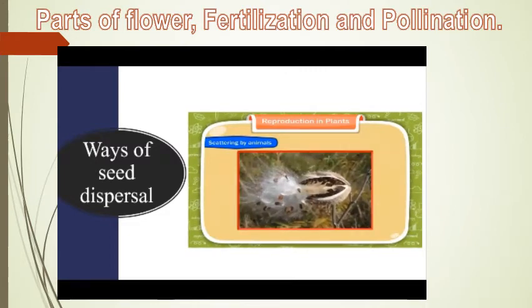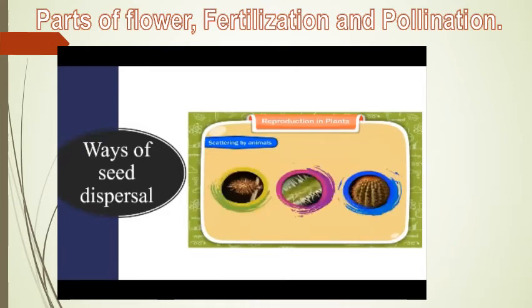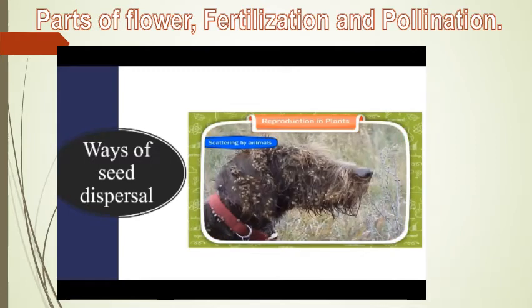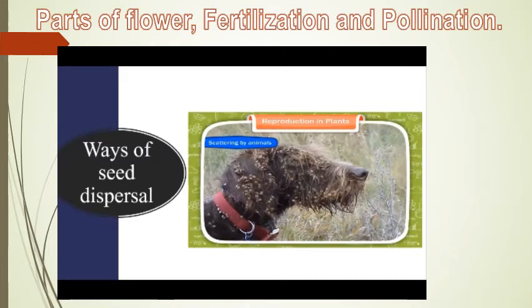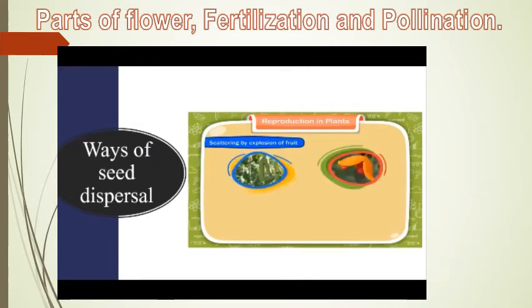Seeds of many plants have stiff hair, hooks, or spines. These seeds stick to our clothes and the fur or skin of animals and are carried far away by these animals. Scattering by explosion of fruit. Some fruits like pea, balsam, geranium, and touch-me-not plants explode on drying. Their seeds are thrown out and scattered away from the parent plants.